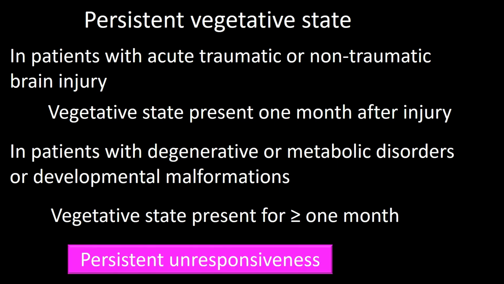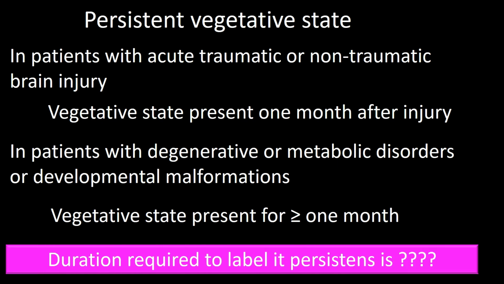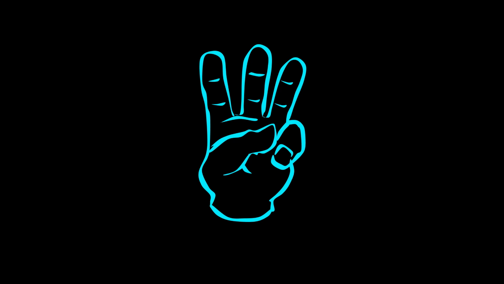An alternative term for persistent vegetative state is persistent unresponsiveness, a term preferred by many neurologists. Another point of contention is duration. Some say 6 months for post-traumatic and 12 for non-traumatic. The third term is akinetic mutism.